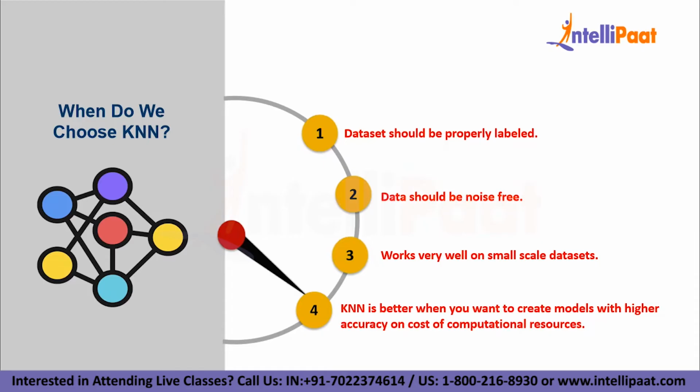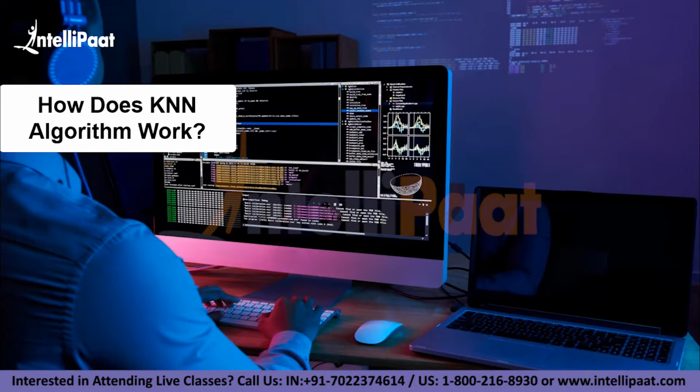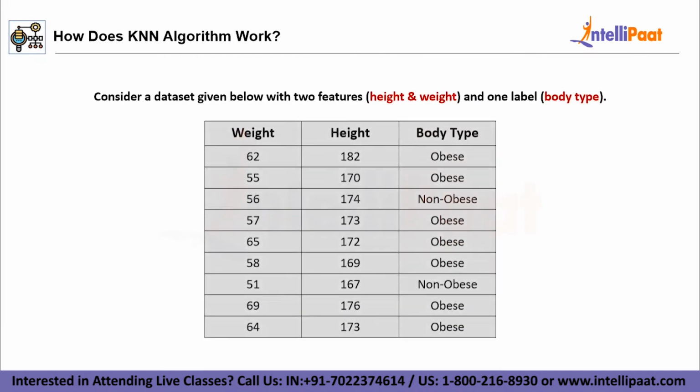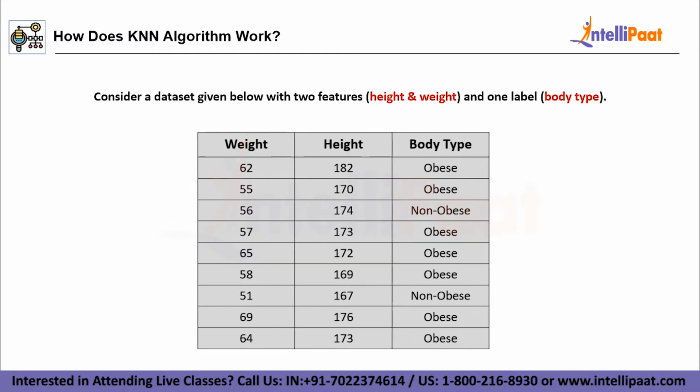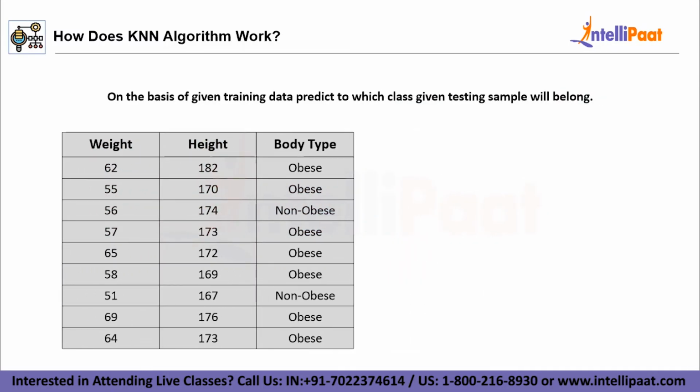Now, let's talk about how this KNN algorithm works. Consider the obese and non-obese type of data that we discussed in the logistic regression session. We have the feature data about the weight and height of people and label data that conveys if a person belongs to obese category or non-obese category. Now let's call this data training data. And we also have been given a testing sample. Our challenge here is to predict whether the given sample belongs to the obese category or non-obese category.